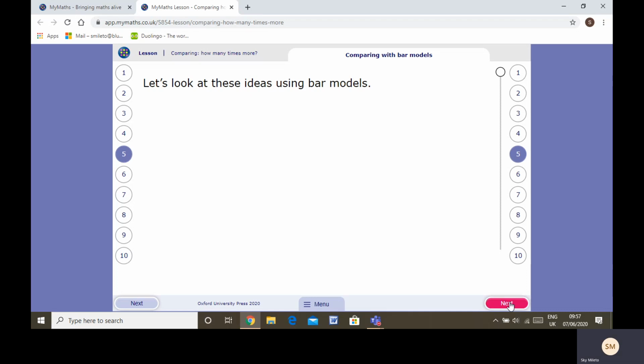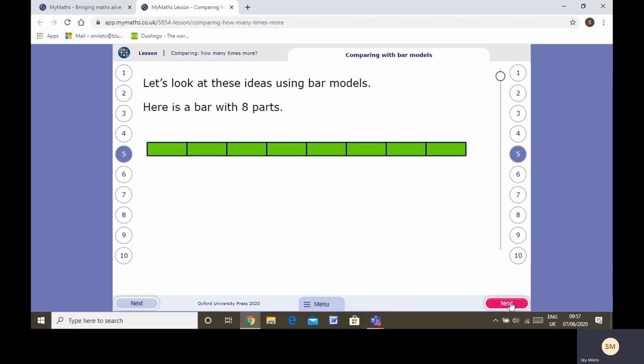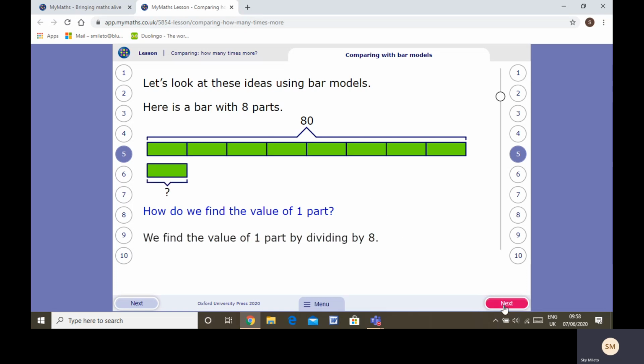So, look at these ideas using bar models. Here's a bar with 8 parts. We're going to label this bar with a value of 80. How do we find the value of 1 part? Okay, so we've got a whole bar, which is 80. We want to find 1 part, and we know it's split into 8 parts. So 1 part would be 80 divided by 8. And we know that equals 10, because we know our 10 times table.